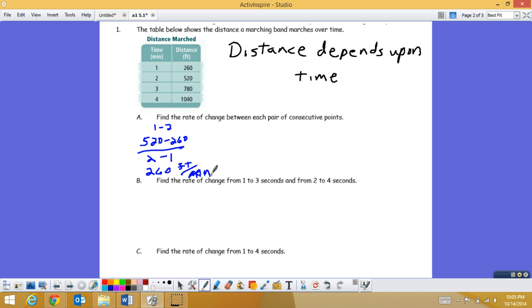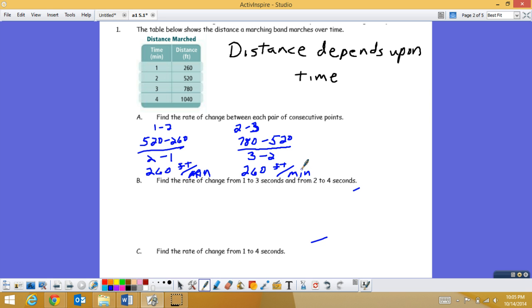So anyway, from 2 to 3 seconds, to find the rate of change from 2 to 3 seconds, we're going to take the distance at 3 seconds, which is 780, minus the distance at 2 seconds, which is 520. And we're going to divide that by the change in time, 3 minus 2. So again, we end up with 260 on top, 1 in the bottom. So between 2 and 3 seconds, again, they're marching at a rate of 260 feet per minute.